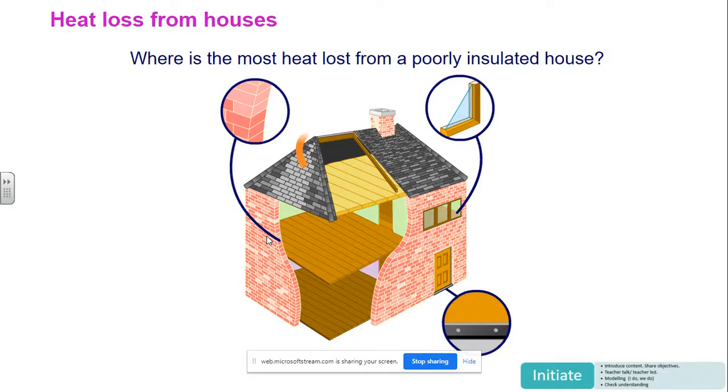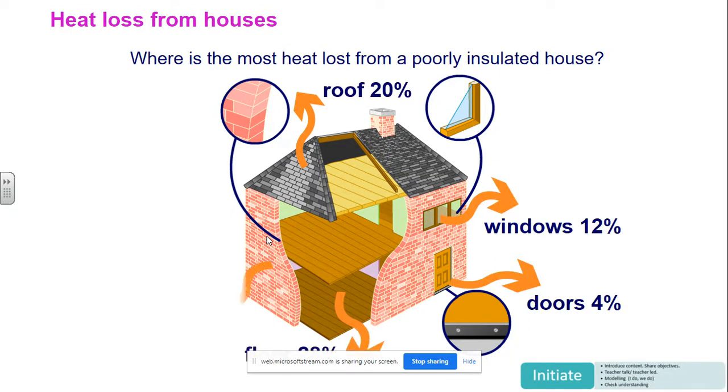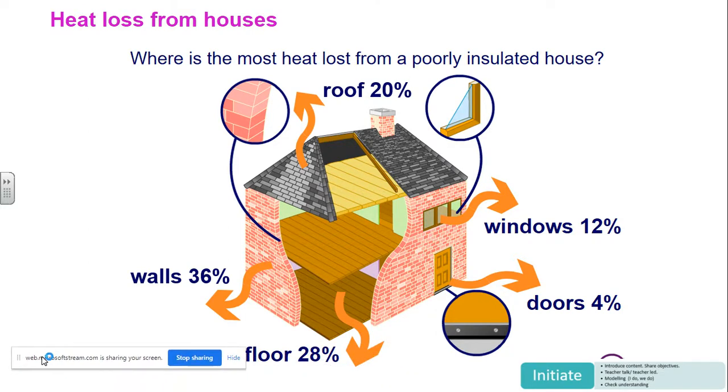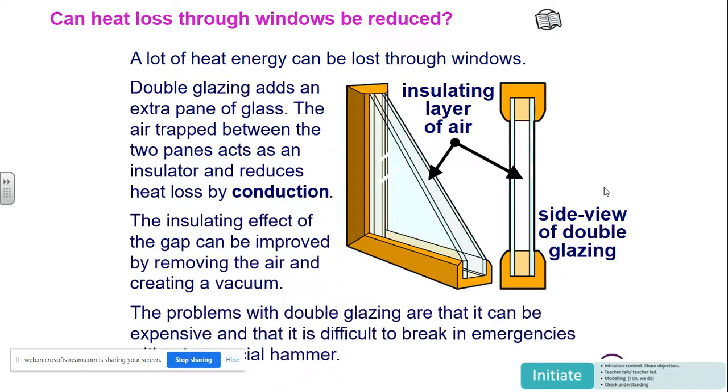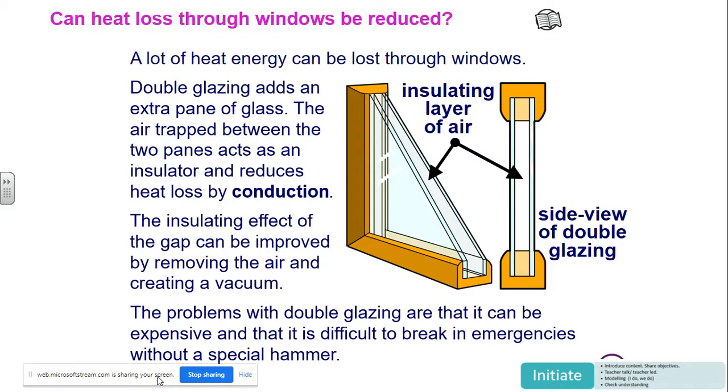Okay. So we know from this diagram here that most heat tends to escape from your roof and your walls, quite a lot through the floor as well. And here's a hint. This is why we have carpet. Carpet insulates your floor, so it stops heat being lost that way. Okay. Sorry, let's move on. So have a read of this. Let's move that out of the way.